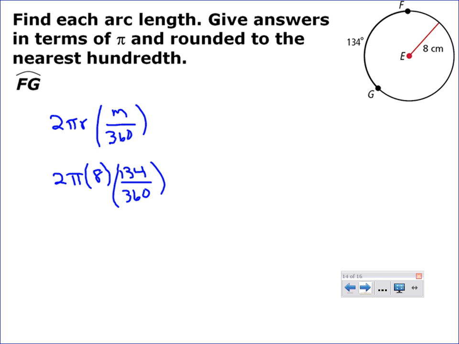It gives me 5.95555, so I'll just call this 6 pi. Remember, the units here are just units, not units squared. Then if I want to calculate to the nearest hundredth, I take 6 times pi, and I get 18.85 centimeters.